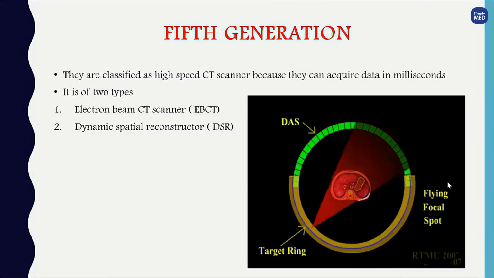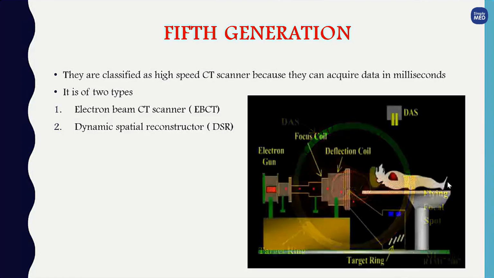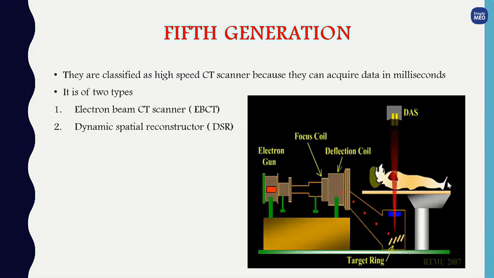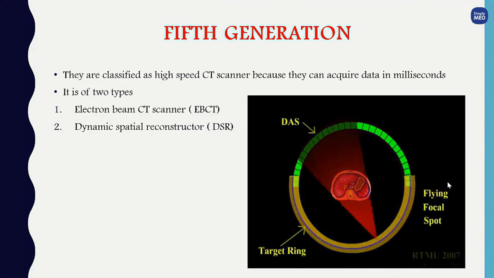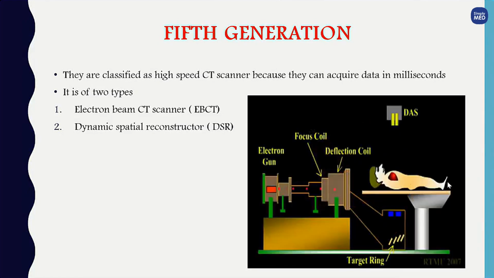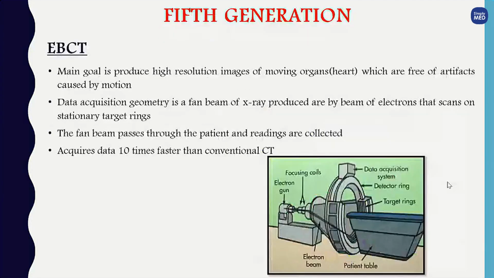Going to the fifth generation, we also have two types. One is electron beam CT, and another one is dynamic spatial reconstructor. Going to the first, which is electron beam CT. Here we get a higher resolution image of the heart and so on, with fewer artifacts. Here we don't require any conventional X-ray tube. It is 10 times faster than the conventional CT.